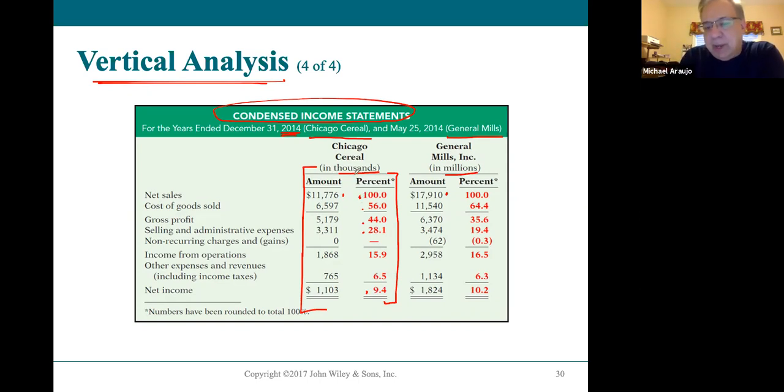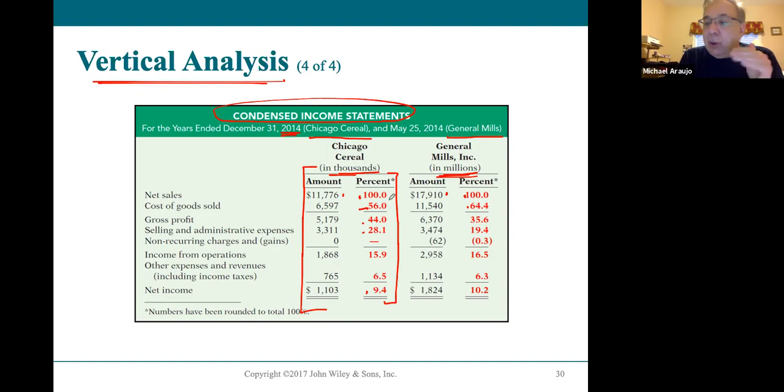This is a small company. How does it compare with a very large company, General Mills? Well, just do the same thing for General Mills and put them side by side. In this case, General Mills has a massive amount of sales, $17 billion, $910 million. It's a lot of sales, but that's your base. They have cost of goods sold of 11,540. When you divide that by your base, their cost of goods sold is 64% of their revenue. Compare that to Chicago Cereal, whose cost of goods sold is only 56% of their revenue.